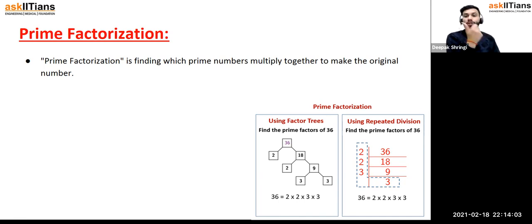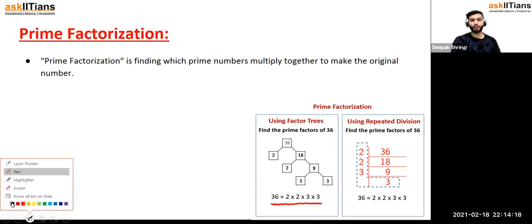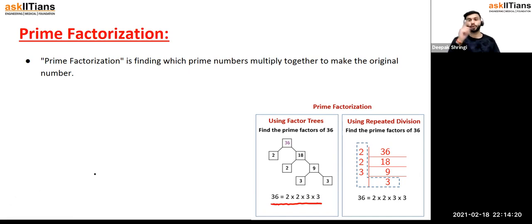So when it comes to prime factorization, you need to understand that we have to write prime numbers, right guys? So look, at the end we write 36 equals 2 into 2 into 3 into 3. That is correct, that is a prime factorization. Why? Because 36 is a product of 2, 2, 3 and 3, and all these numbers are prime numbers.